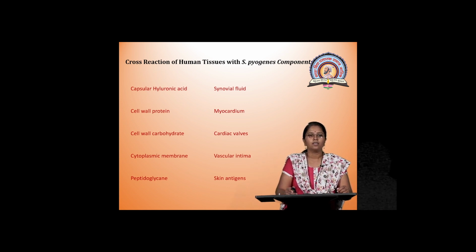So here the cross reactivity between the bacterial antigens and human cells or tissues is mentioned. In all these cases, when antibodies are synthesized against these antigens, they will simultaneously act on our tissues like synovial fluid, myocardium, which is the middle layer of the heart, then cardiac walls, which mainly regulate blood inflow and outflow. Also the vascular intima and skin antigen will all get affected if the person gets infection from Streptococcus pyogenes.